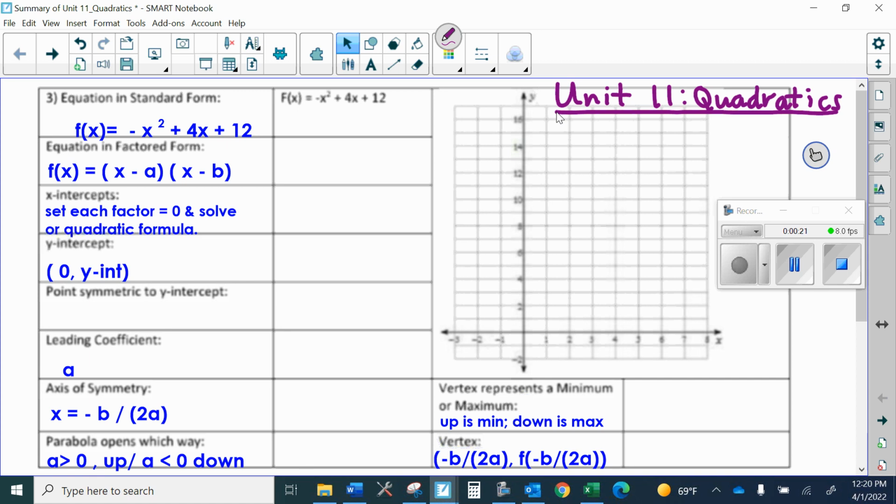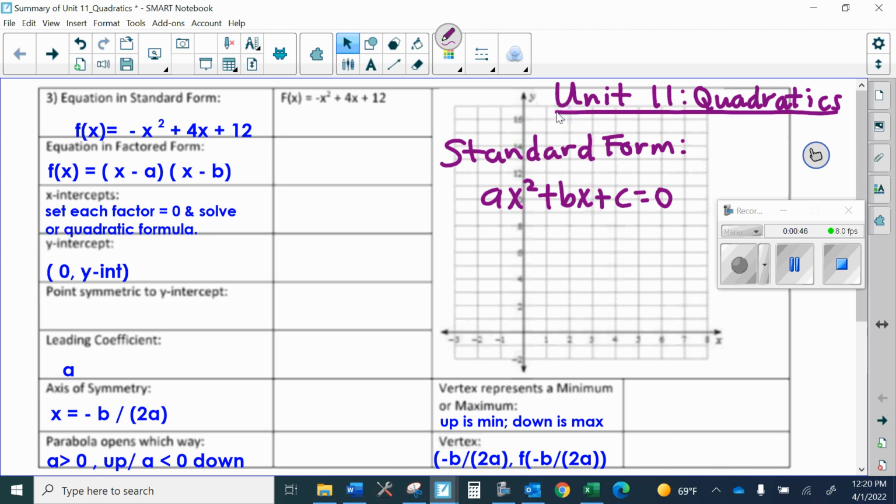So first you have to know what a quadratic is. Standard form of a quadratic: ax squared plus bx plus c equals 0, or equals y, or equals f of x. Okay, why is this a quadratic?